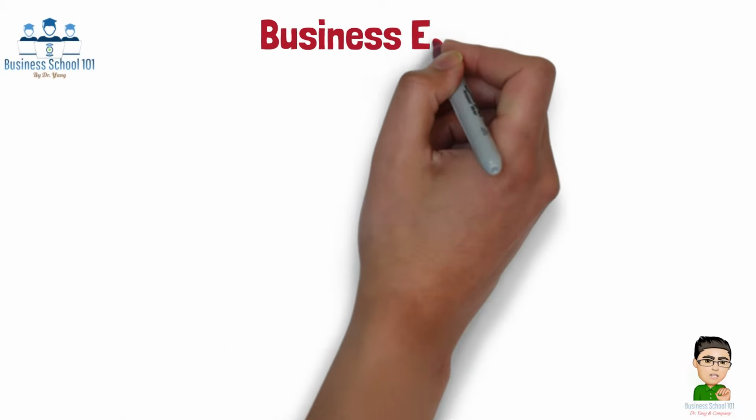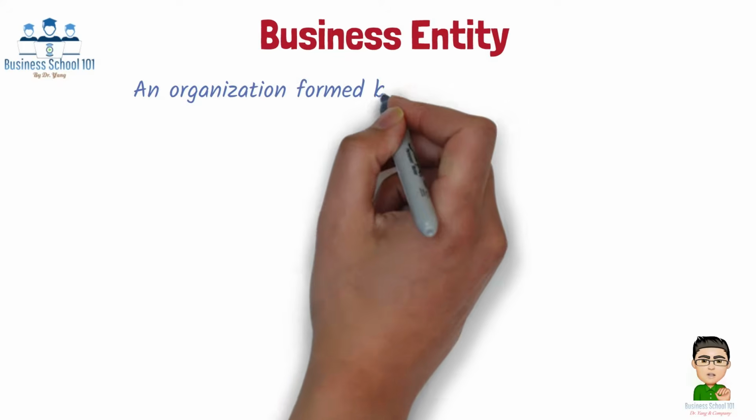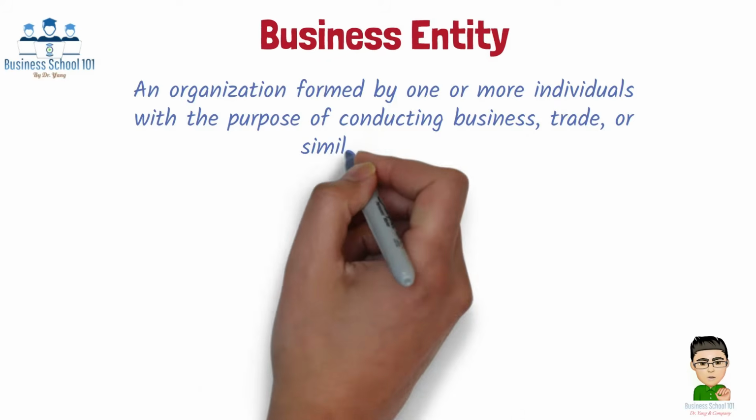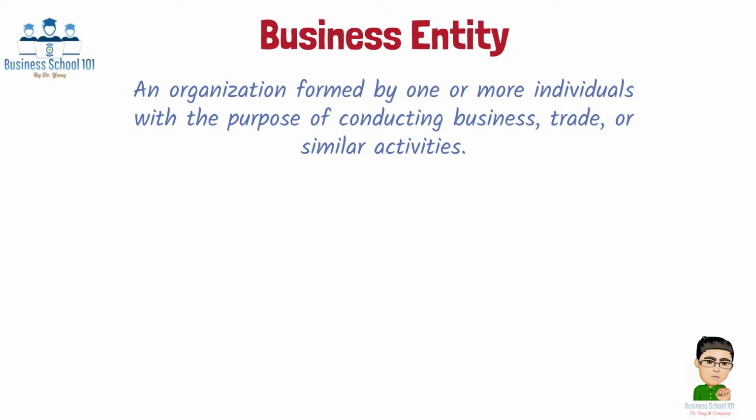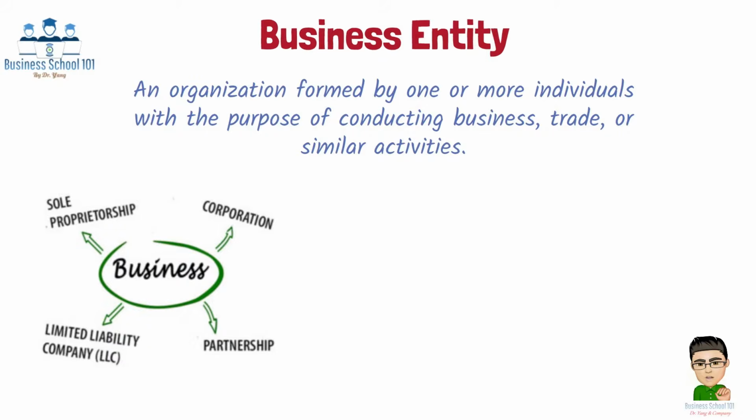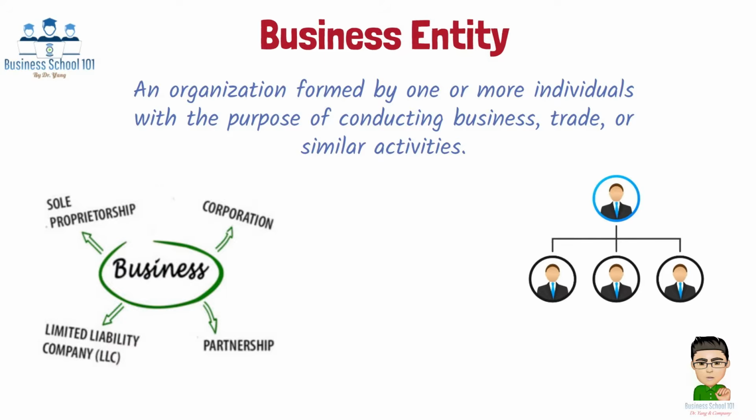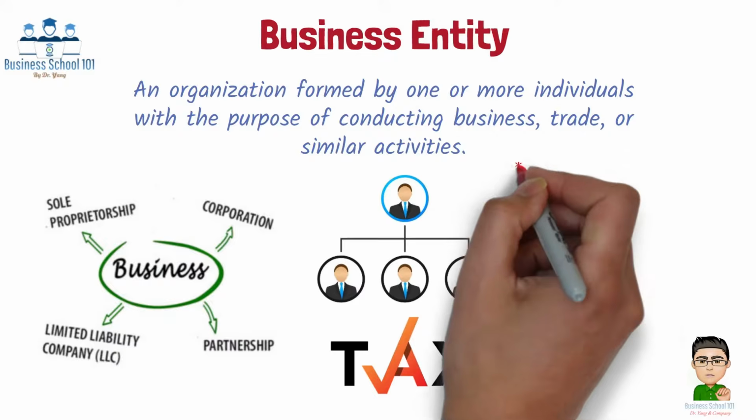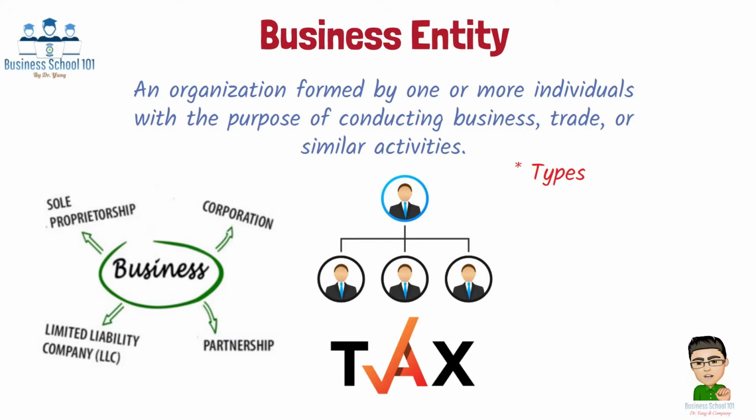A business entity is essentially an organization formed by one or more individuals with the purpose of conducting business, trade, or similar activities. There exists a variety of business entity types, including sole proprietorships, partnerships, LLCs, corporations, and more. The specific type of business entity selected not only shapes the structure of the organization, but also determines how the business is taxed.